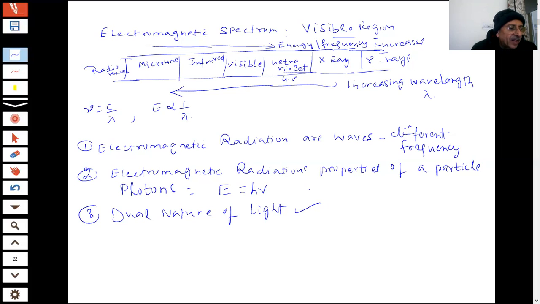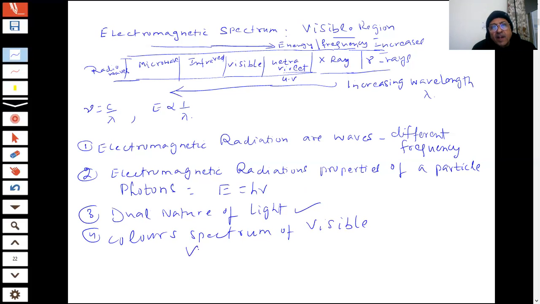What are the color spectrums of visible light? How many colors are there? There are 7 colors: violet, indigo, blue, green, yellow, orange, and red, student. ठीक है? Which has the highest energy? Yes, sir. Violet has the highest energy. That's correct. This is the order of energy.